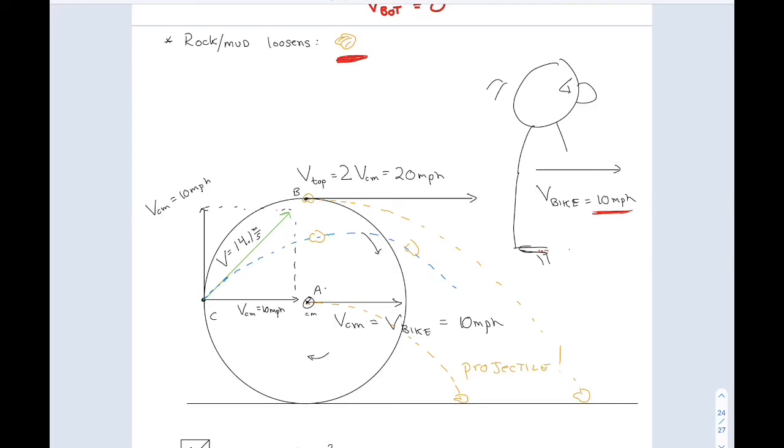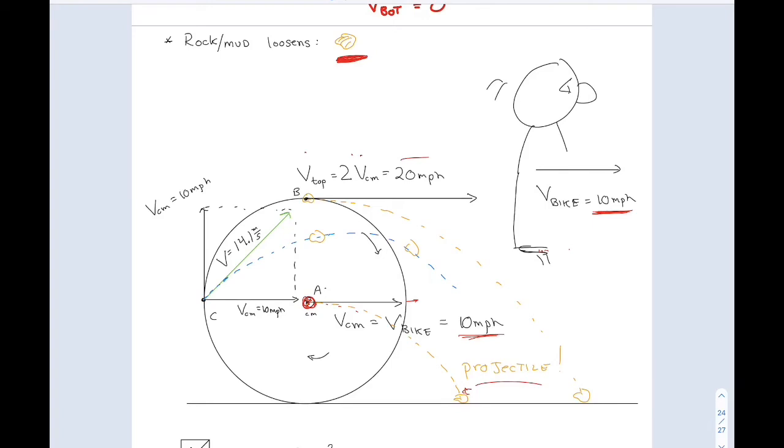And this is the picture I just had above. So the center of mass of the wheel is moving to the right at 10 miles per hour. The velocity at the top of the wheel is 2 times the velocity of the center of mass, so the top of the wheel is moving at 20 miles per hour. If I had a chunk of mud at the axle, at the center of mass, and that mud came loose, what would be its path? Right before it came loose, it was headed to the right. So it looks like a projectile, a parabolic path, and it would hit the ground right there.